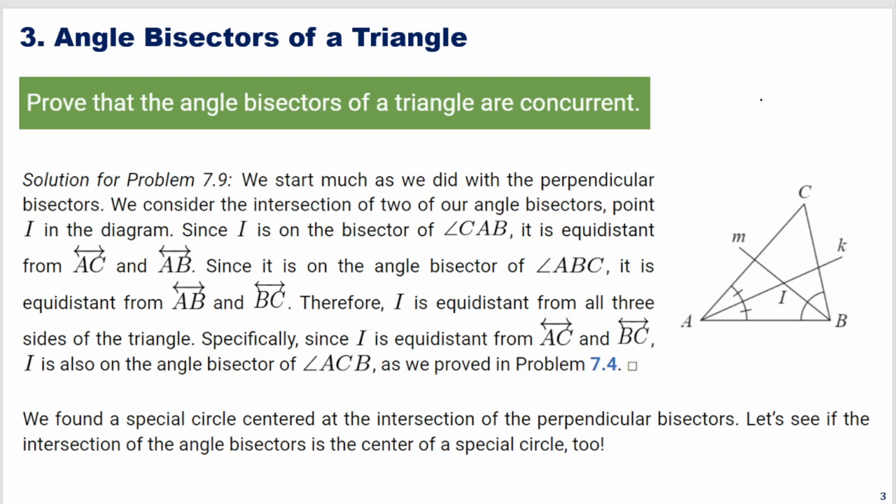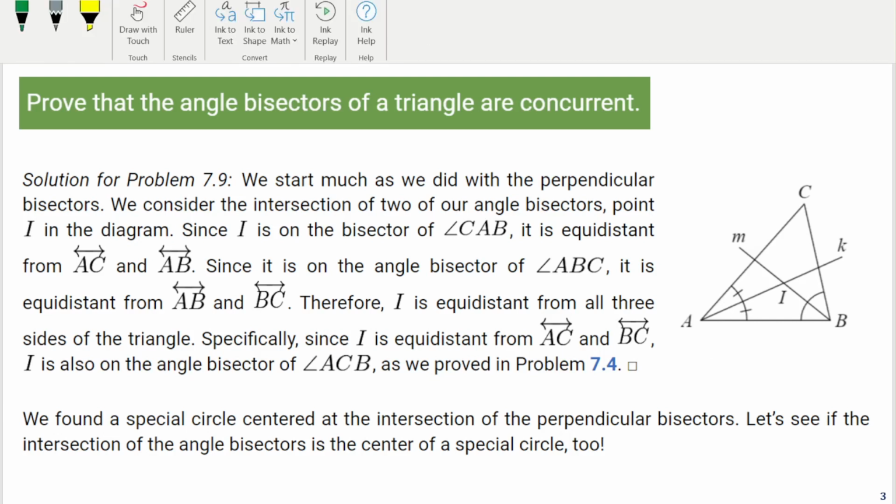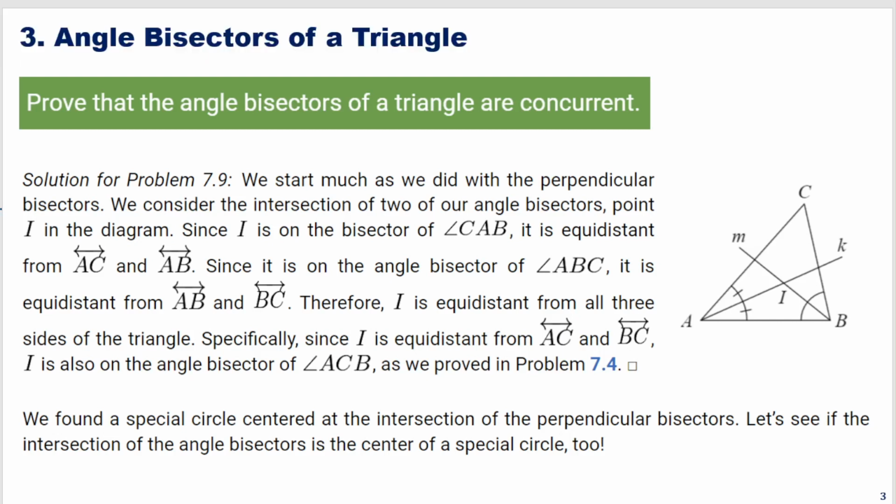We start much as we did with the perpendicular bisectors. We consider the intersection of two of our angle bisectors, so angle bisector K and angle bisector M. So this angle equals this angle equals this angle here. And point I in the diagram, since I is on the bisector of angle CAB, it's equidistant from AC and AB, right? We have already proved this in our previous lesson.